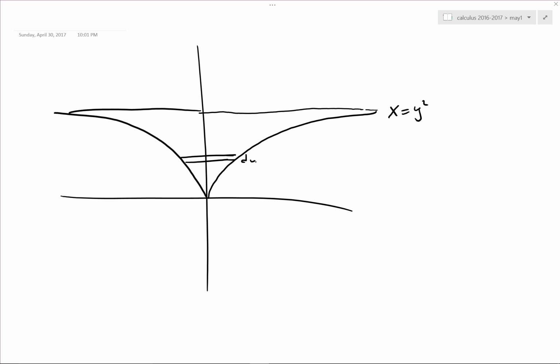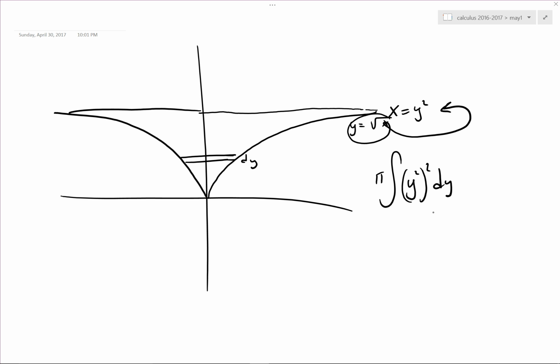Yo, that means you got dy. So even if this was square root of x, you would have to convert that sucker to this because we want to integrate it with respect to y. See? And let's say we're going to go from 0 to 10. So, of course, that's y to the 4th. So that's going to be y to the 5th over 5 pi, 0 to 10.